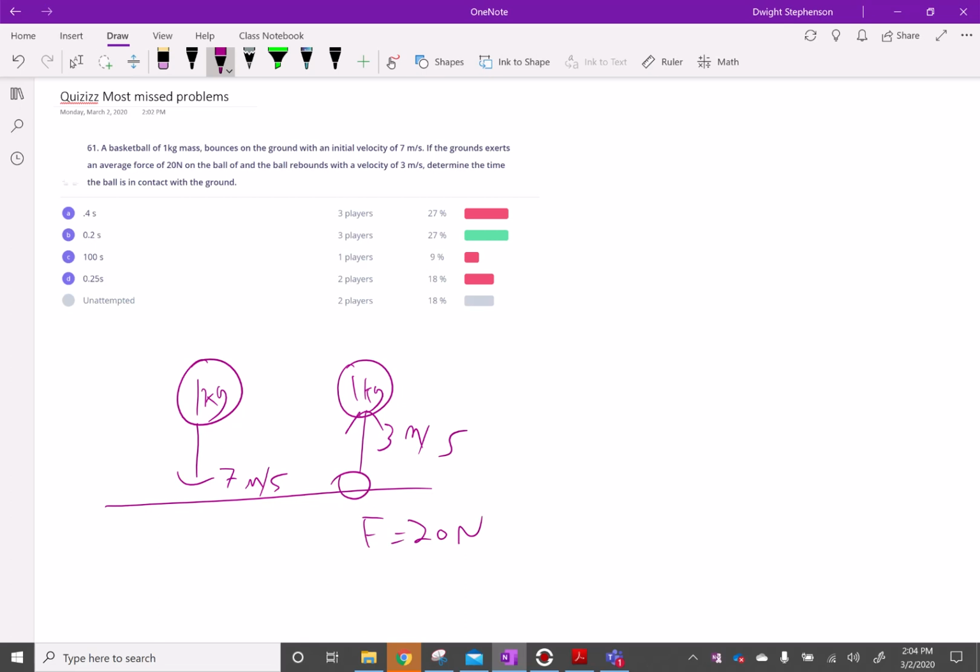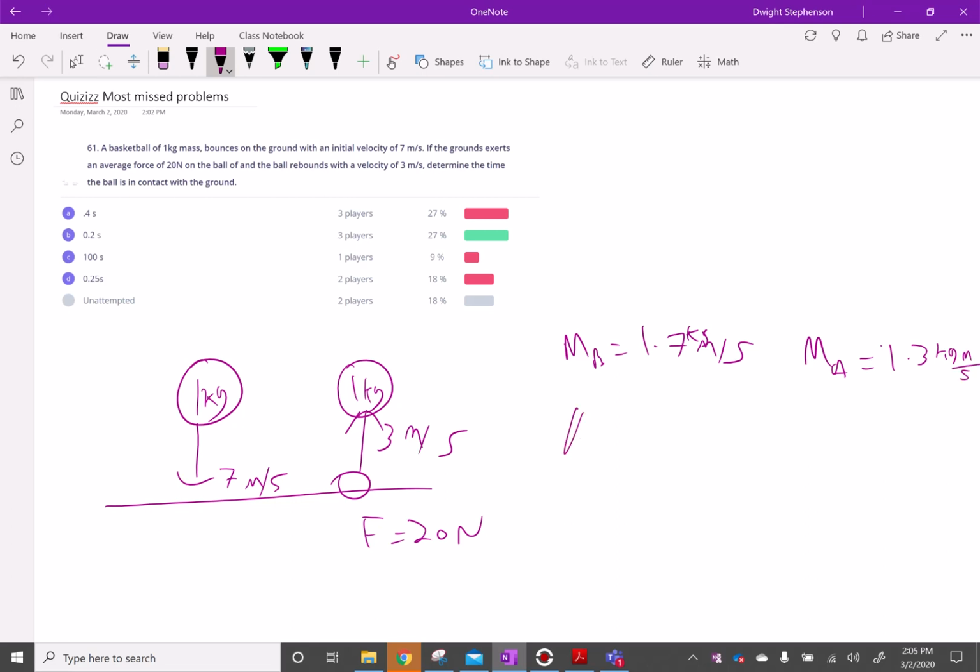What we can talk about is momentum. The momentum before is equal to mass times velocity. So 1 times 7, right? And so that's 7 kilogram meters per second. And the momentum after is 1 times 3. 1 kilogram times 3 meters per second. So that's 3 kilogram meters per second.